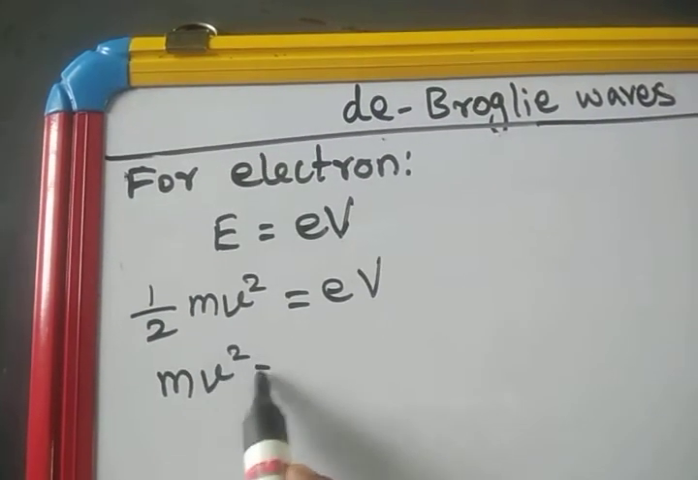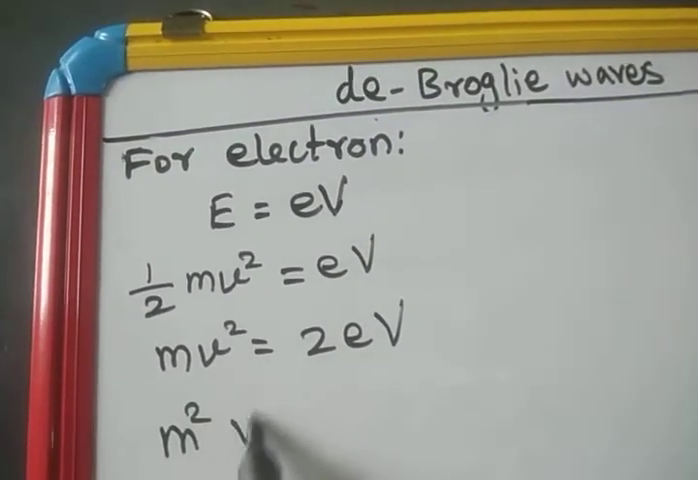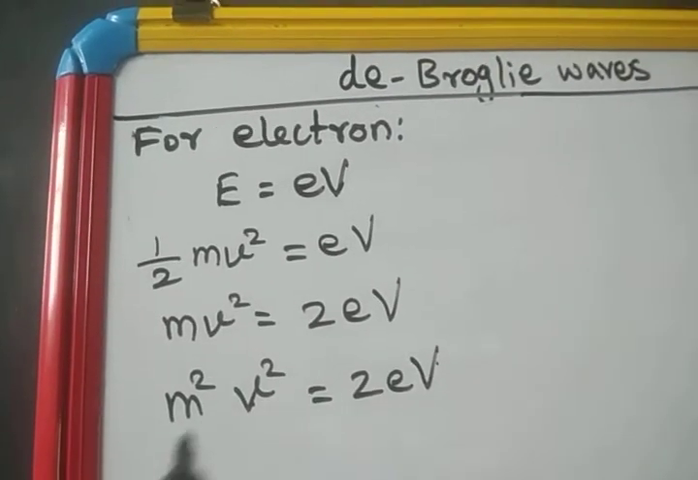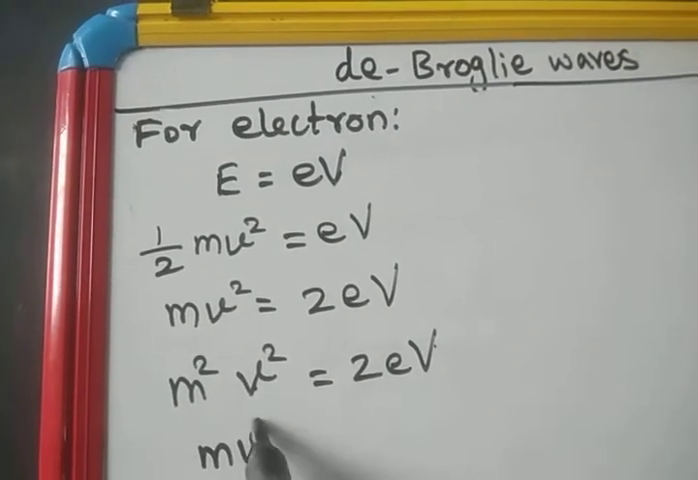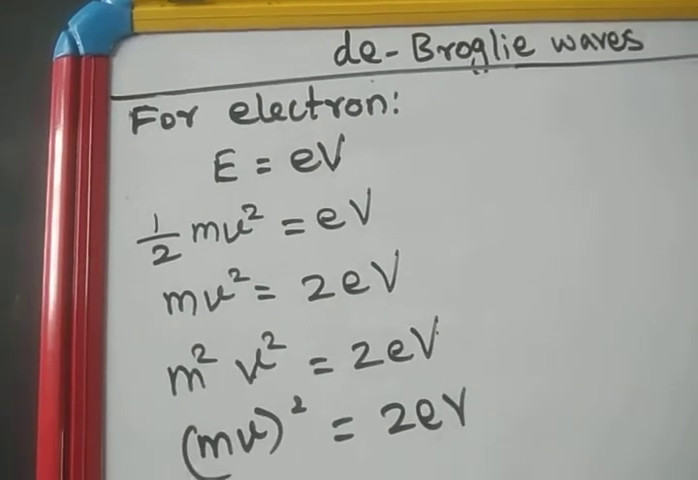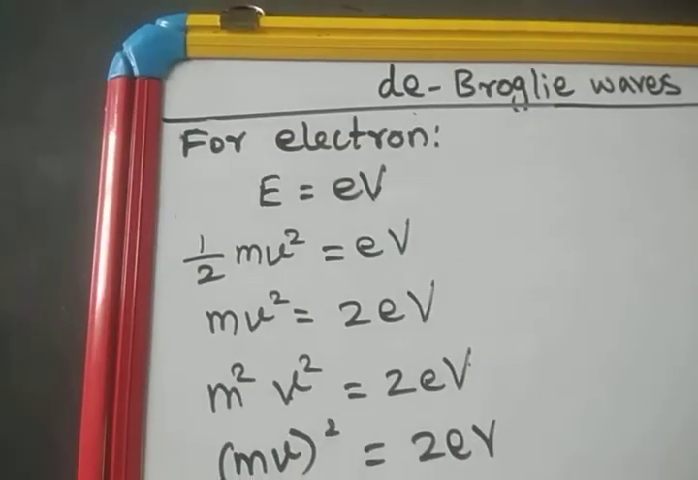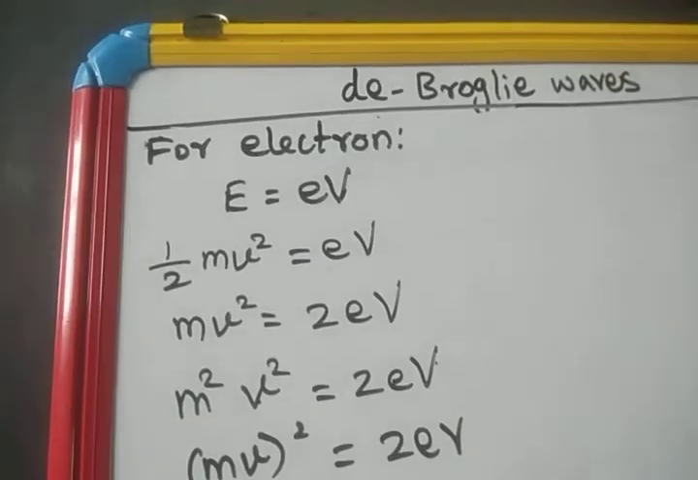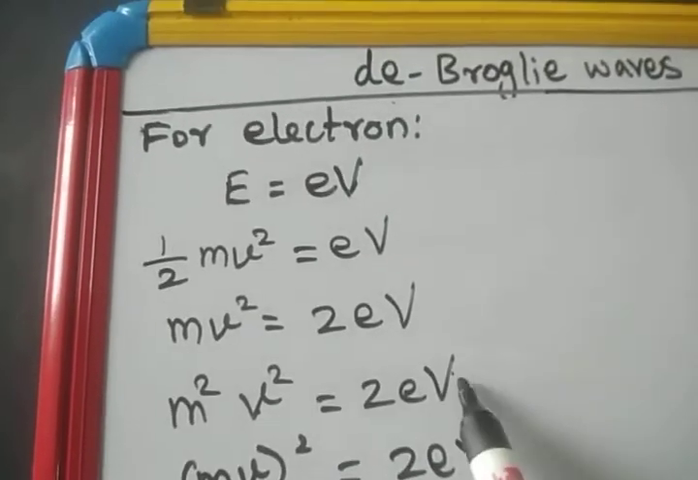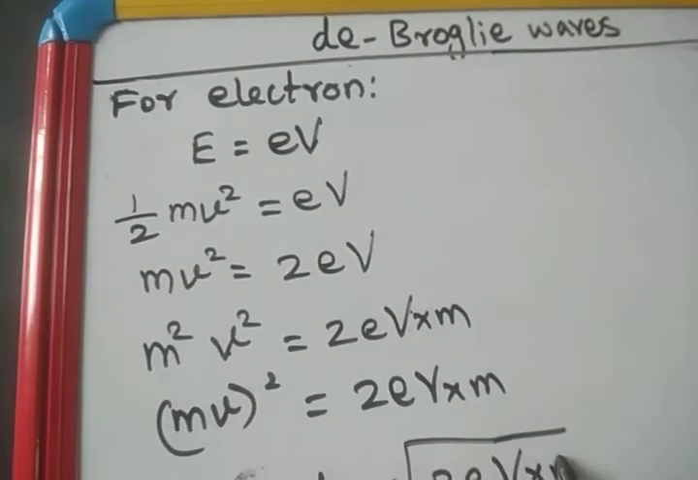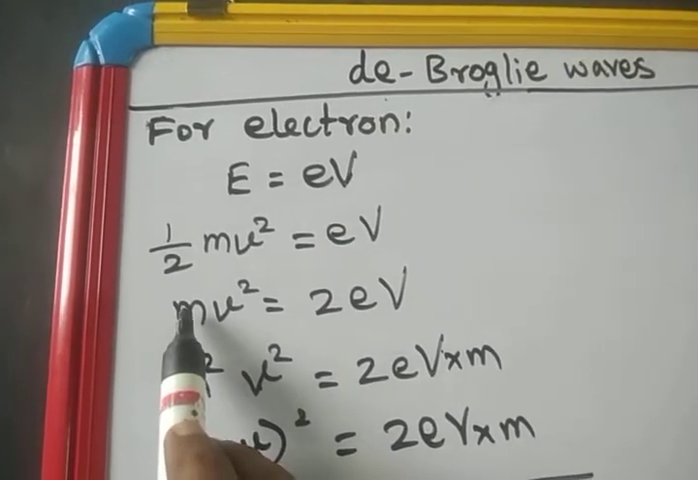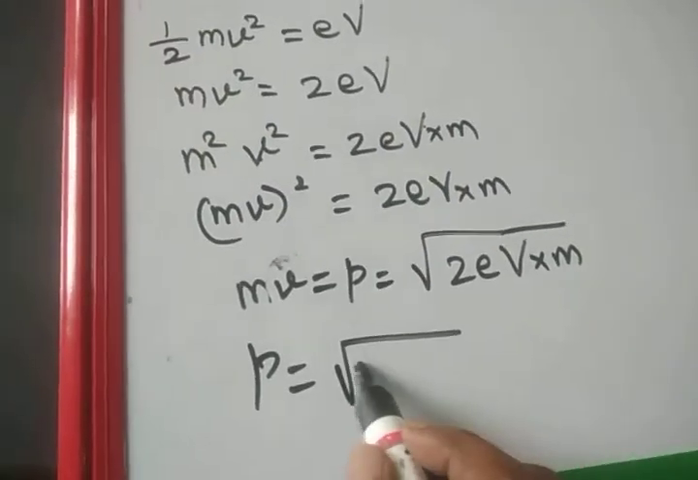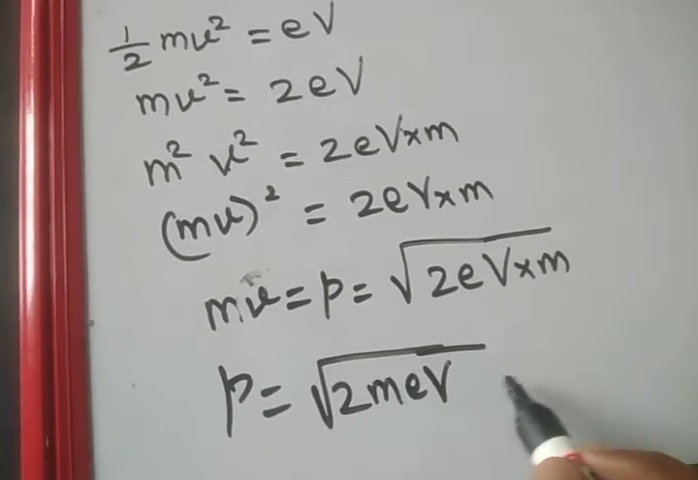So half mv squared is equal to eV, that is mv squared is equal to 2eV. V is the potential difference, and this v is the velocity of the electron. Sorry students, here we have to multiply with m on both sides, so m squared v squared is equal to 2meV. So mv, which is the momentum p, is equal to root of 2meV. So that is the formula.